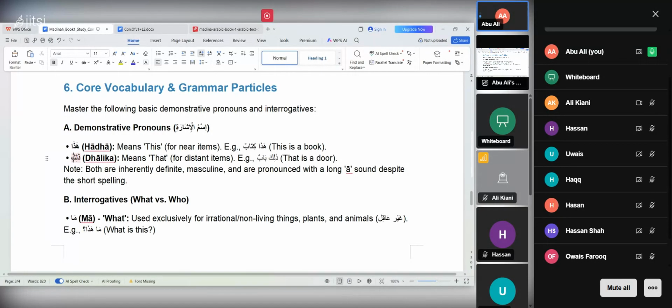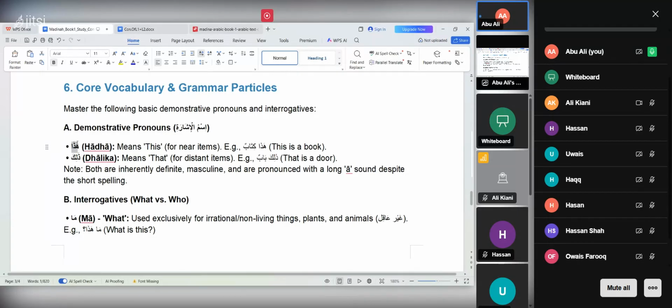Now, something to keep in mind is that if a demonstrative pronoun has a kaf at the end, this is for distant items. It's not for near items. So you don't need to memorize what is for near and what is for distant. If it has a kaf, it's for distant. It's very easy. The challenge is not here. You probably have equivalent things in Urdu, so this will be easy for you.